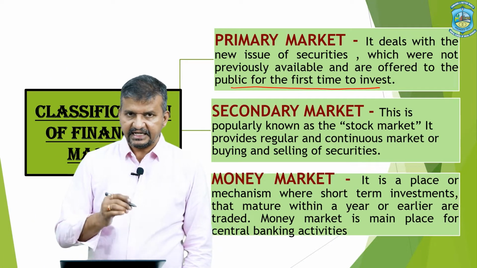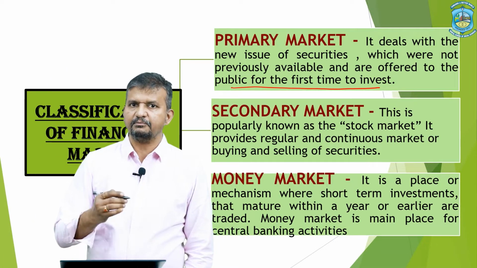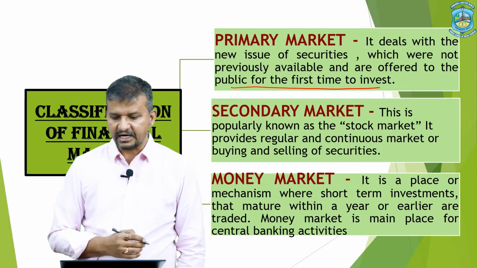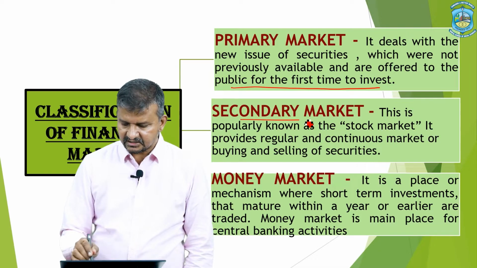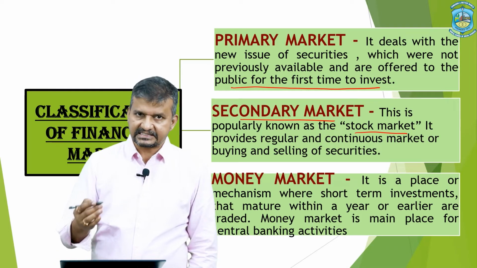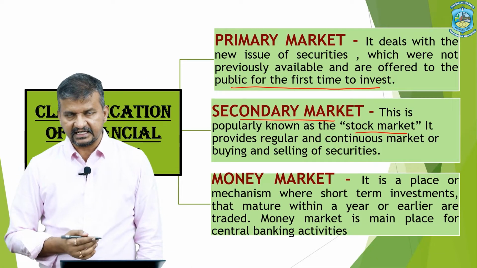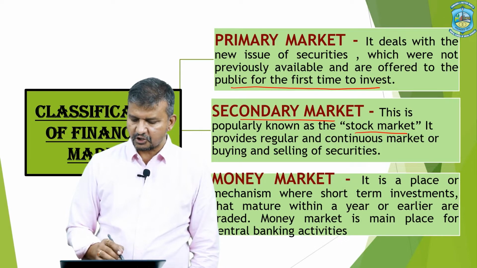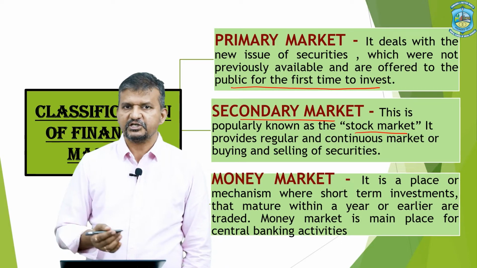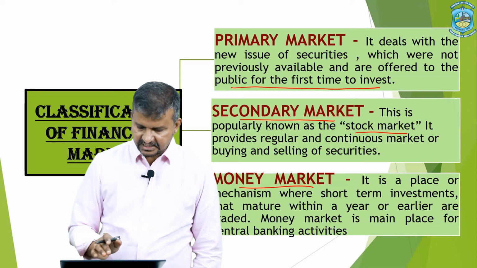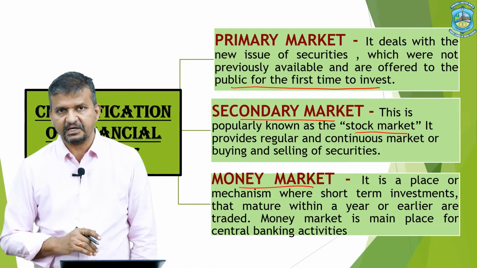Primary market means it deals with the new issue of securities. When a company comes for the first time in the market to raise the money, that is known as primary market. Now, the common name of secondary market is the stock exchange, where securities are listed and they are continuously traded. And then money market is a place where short term investments, which mature within 1 year, come under this category. So, the 3 classifications are primary market, secondary market and money market.